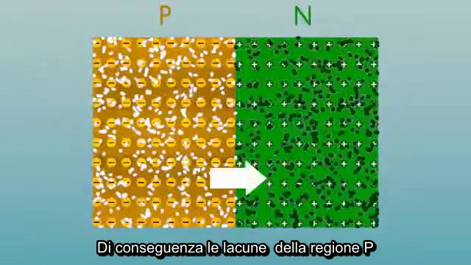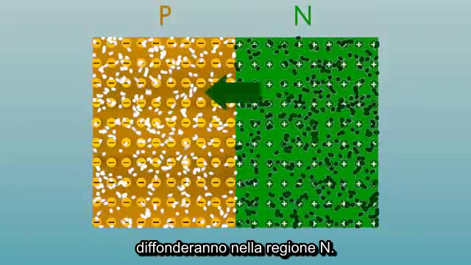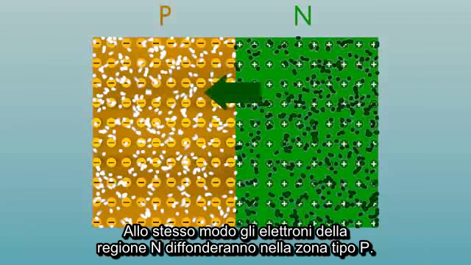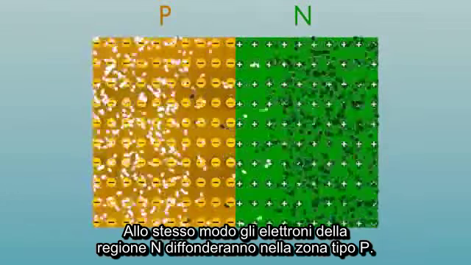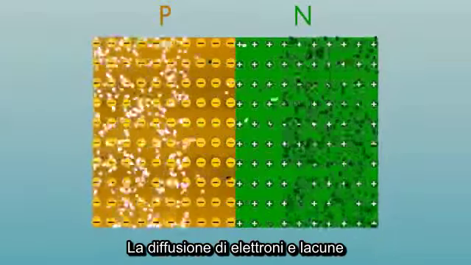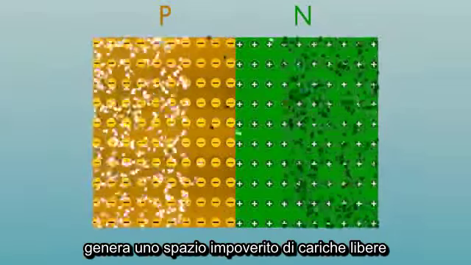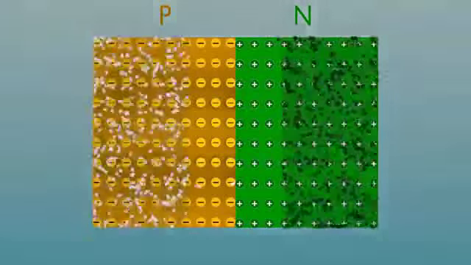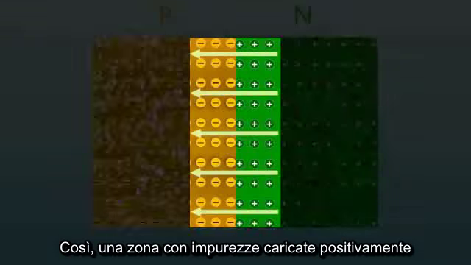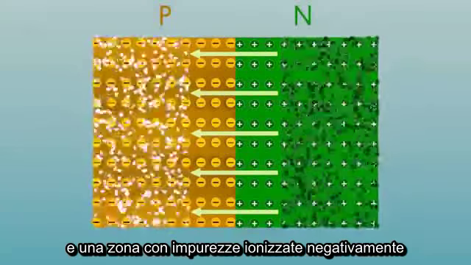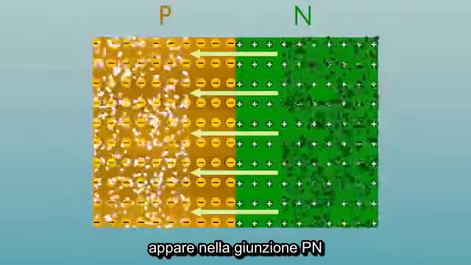Therefore, holes from the P region will diffuse into the N region. Similarly, electrons from the N region will diffuse into the P region. The diffusion of electrons and holes creates a region depleted of free charge particles, leaving behind the ionized impurities from which these charge particles come. Thus, a region of positive ionized impurities and a region of negative ionized impurities appear in the PN junction.